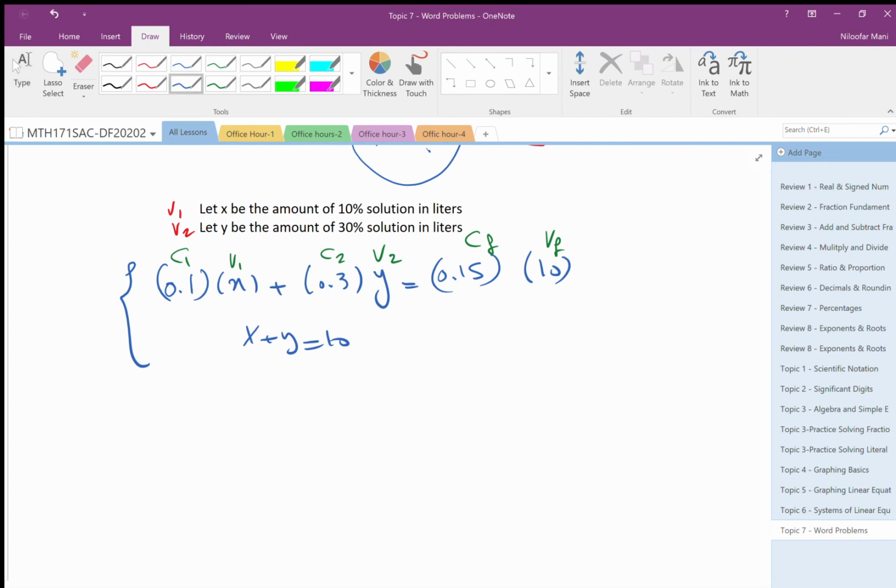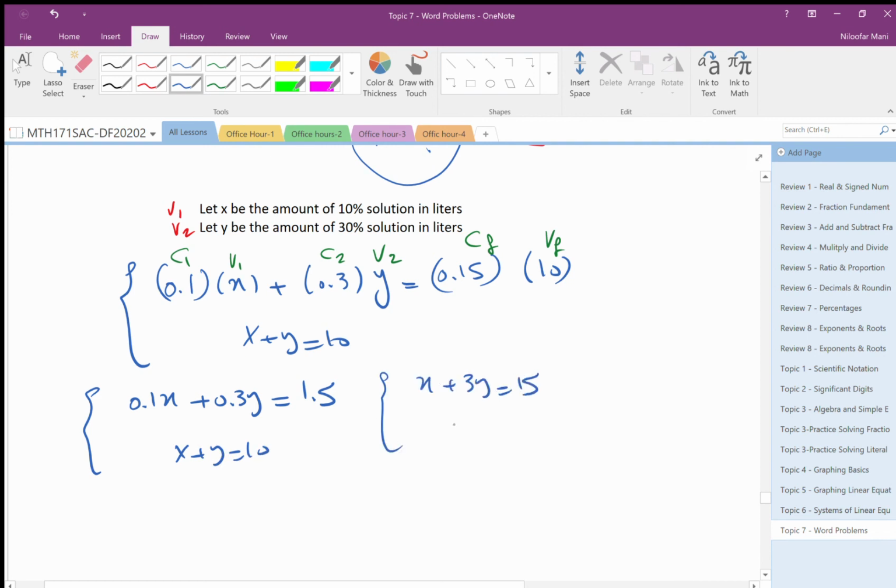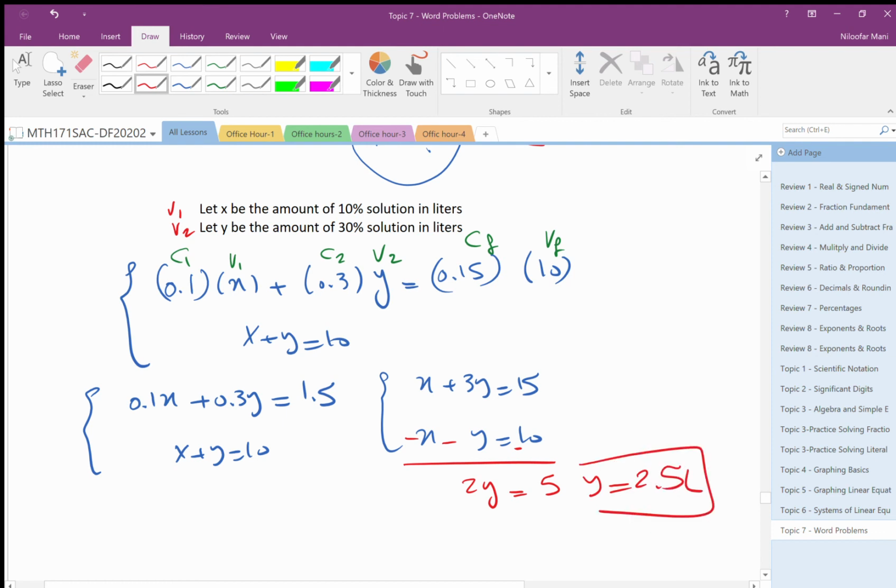So I continue here. It is this plus this equals this. I multiply by 10, so this equals this, X plus Y equals 10, and then I add them. So I have 2Y equals 5, right? And Y is 2.5 liters, right?